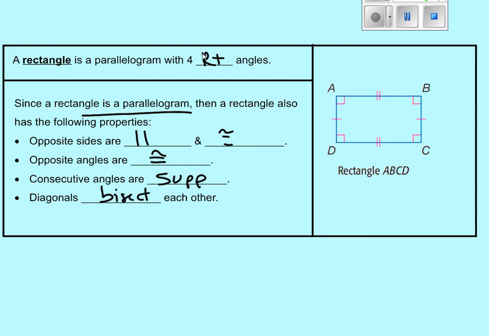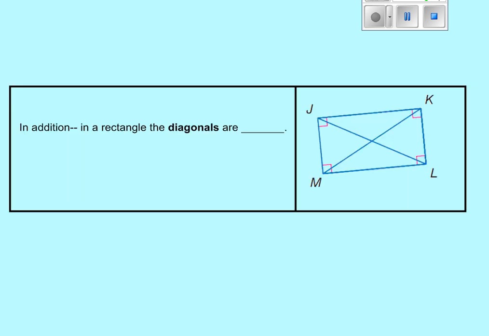A lot going on with rectangles here. So all of that is true. All this parallelogram stuff is true. Plus, there's 4 right angles in a rectangle. So, in addition, in a rectangle, the diagonals are congruent. So, they bisect and they're congruent.